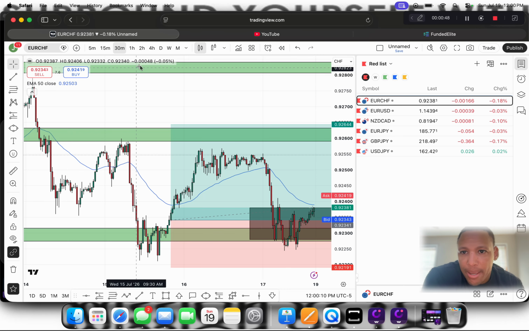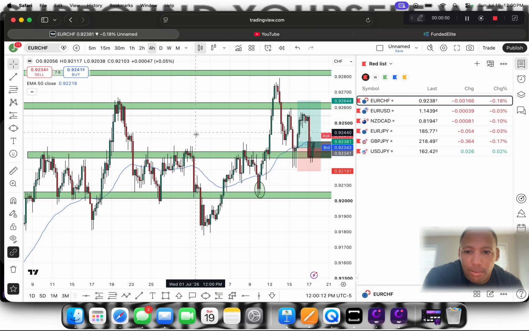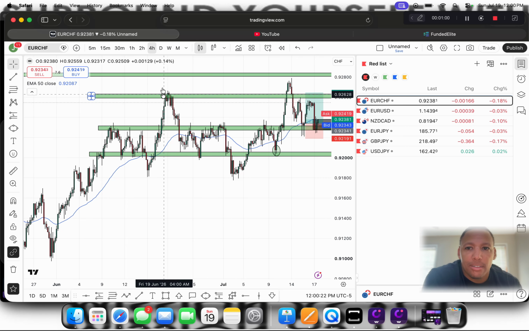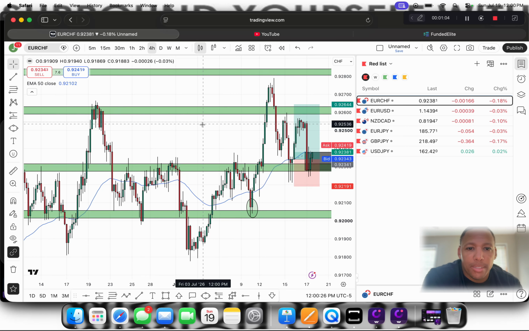I got this EMA on here. At the end of the day, the EMA don't even matter. I don't even know why I got it on there because it doesn't dictate whether or not I take my trade. Does it make it possibly a stronger confluence? Yeah, but at the end of the day, it's not the overall reasoning why I'm taking this trade.